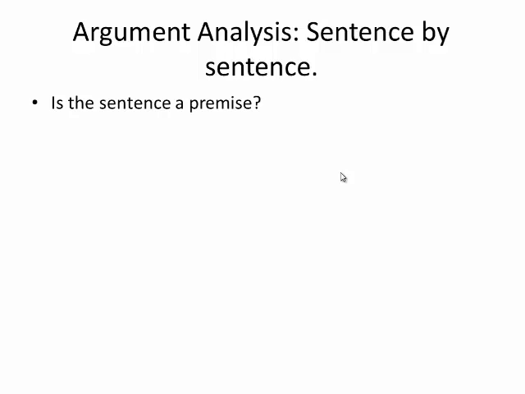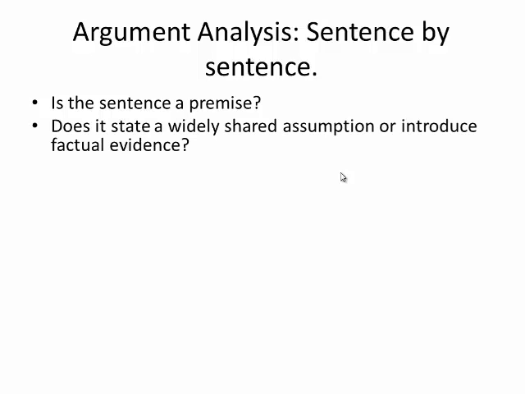So once again, to review some of the strategies that we're going to use, we're going to go sentence by sentence through an argument. Of course, you're going to learn how to do this more quickly. It won't be quite so painfully slow, but you're going to begin by considering whether the sentence is or isn't a premise, an assumption of the argument, whether it states a widely shared assumption, or introduces some piece of factual evidence.